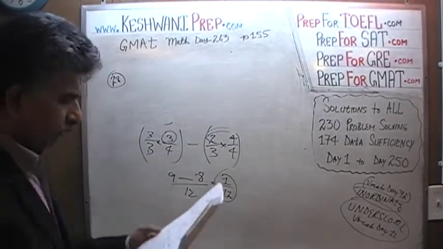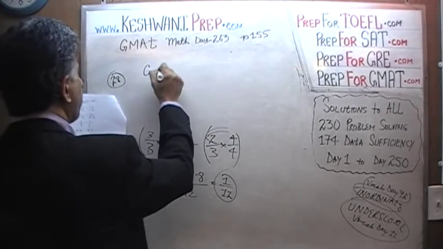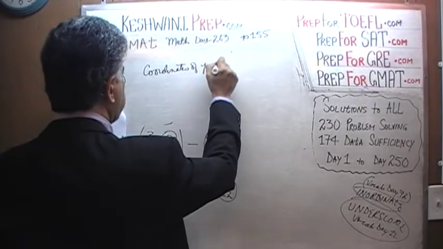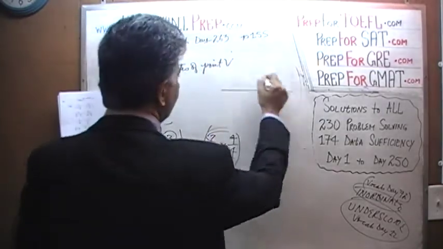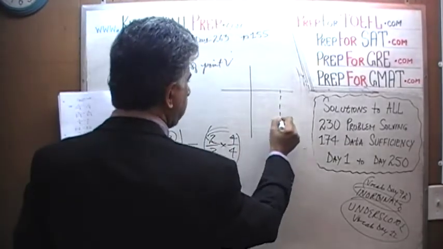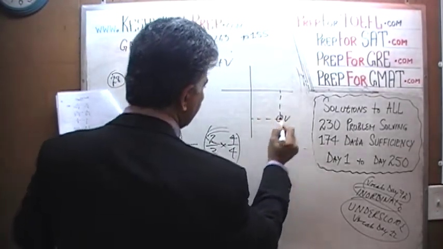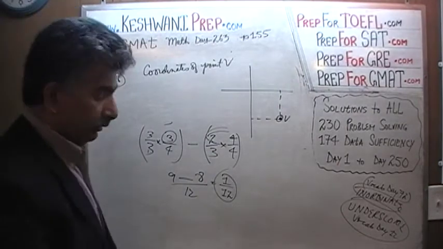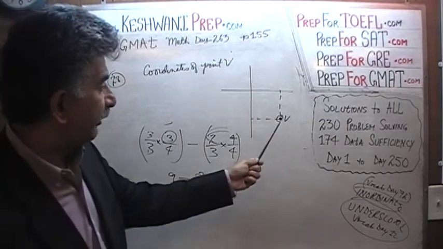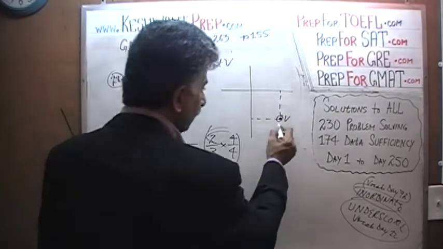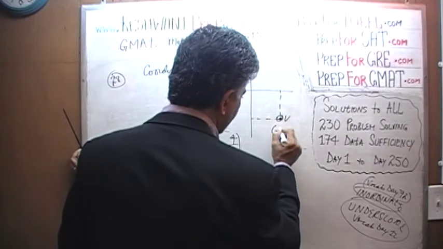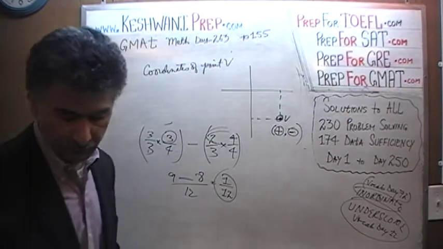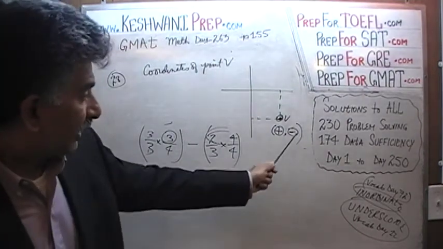In number 28, they are looking for the coordinates of point V. And this is what they're giving us, this is where they show the point in question, the point V. What we notice for point V is that the x coordinate is going to be positive, and the y coordinate is going to be negative. We're looking for the combination of positive and negative. X coordinate has to be positive, and the y coordinate has to be negative.